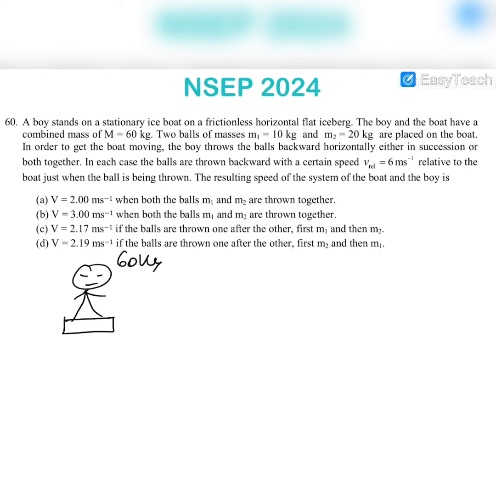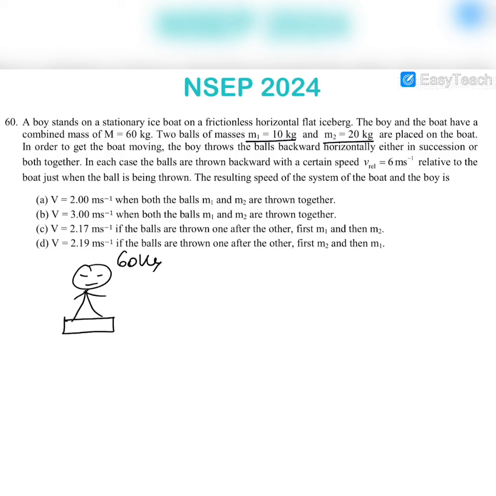This boy has two balls of mass 10 kg and 20 kg, and he is holding those balls. Now, in order to get the boat moving, the boy throws the balls in the backward direction horizontally, either in succession or together. In each case the balls are thrown in the backward direction with speed v relative to the boat when it is being thrown.